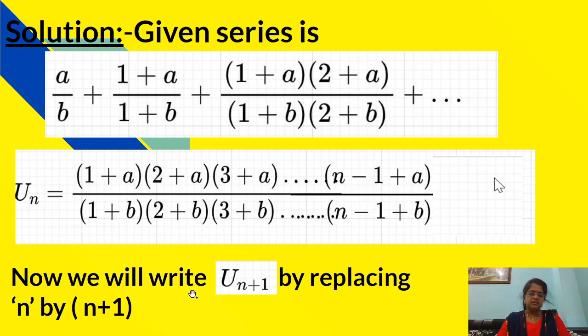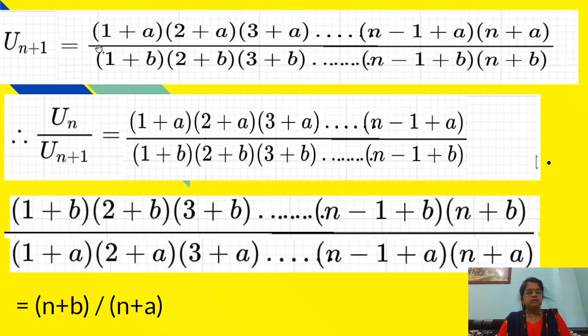Now we will write un plus 1 by replacing n by n plus 1 on both sides, and therefore we will have un plus 1 is equal to 1 plus a into 2 plus a into 3 plus a dot dot n minus 1 plus a into n plus a divided by 1 plus b into 2 plus b into 3 plus b dot dot n minus 1 plus b into n plus b.